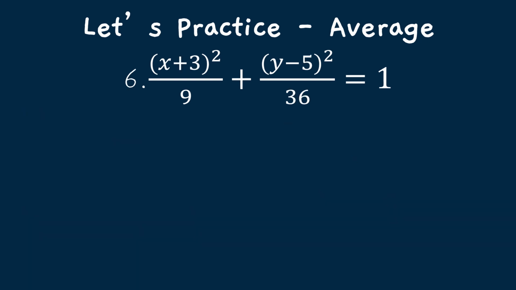Okay, for example number 6, let us have the equation this time. The center of our ellipse is not on the origin. So let us have the equation x plus 3 quantity squared over 9 plus y minus 5 quantity squared over 36.